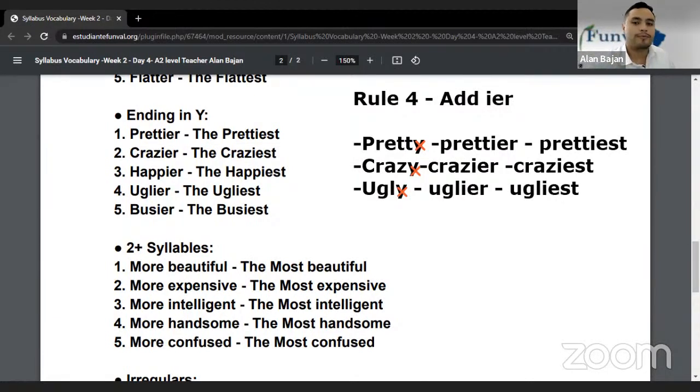My question to you is, how many syllables does this adjective have? 2. 2 syllables, not 1. Pretty, crazy. These adjectives have 2 syllables.